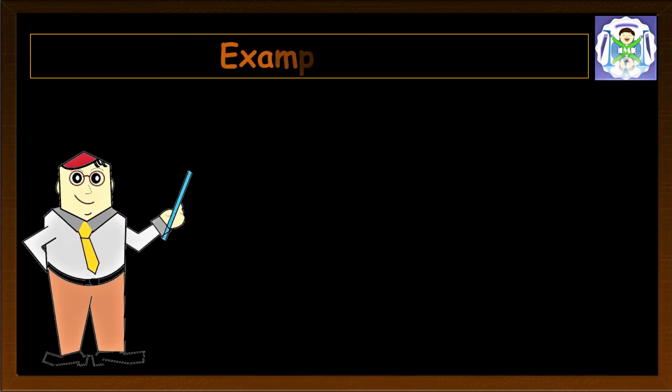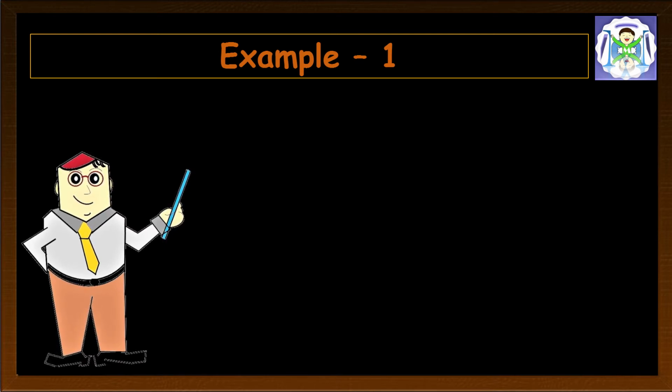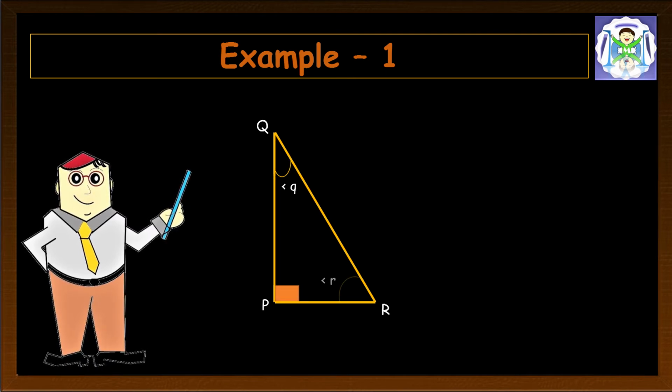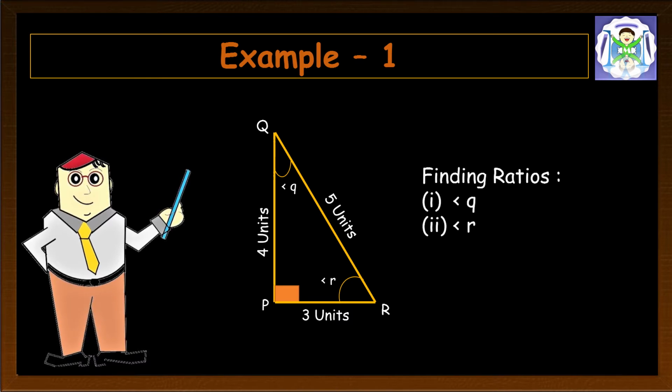Now let's take an example so we can understand how to use this formula. Here is a triangle PQR, and angle P is a 90-degree angle, with angle Q and angle R. The distance between P and Q is 4 units, RQ is 5 units, and PR is 3 units. So now we will first find the ratios of angle Q and then the ratios of angle R.